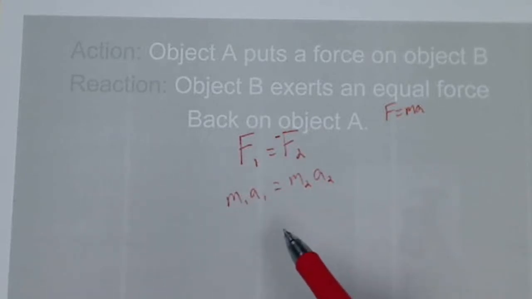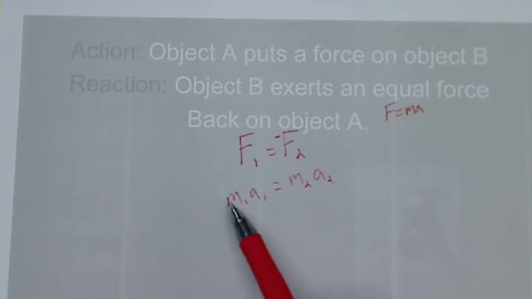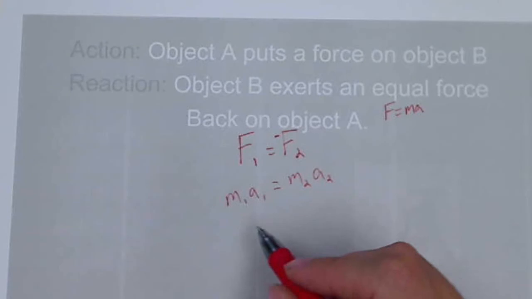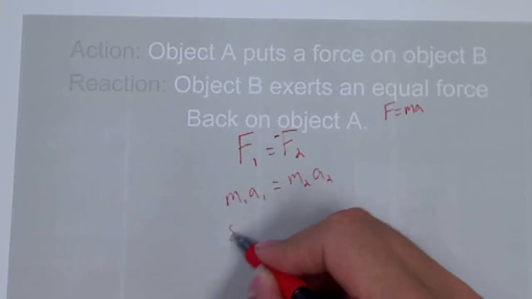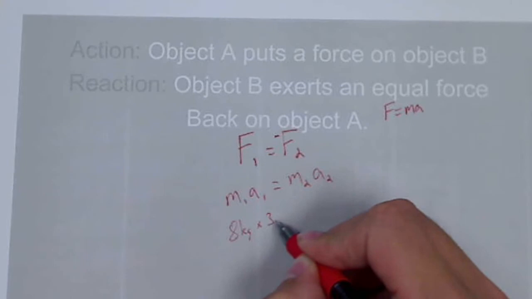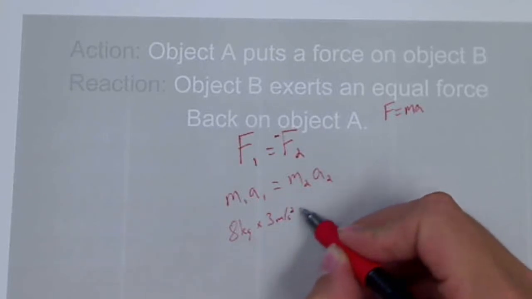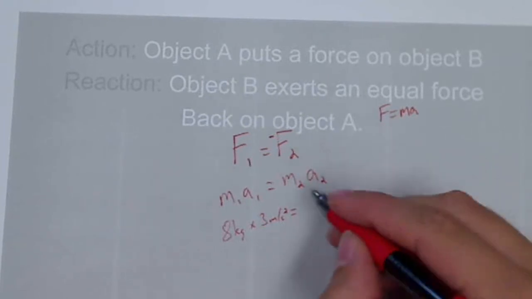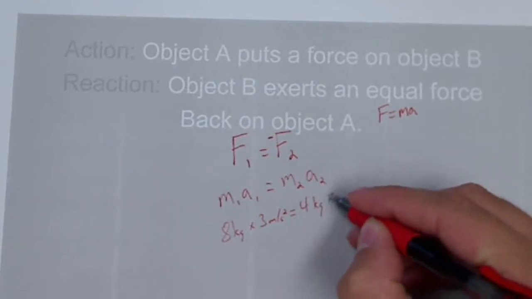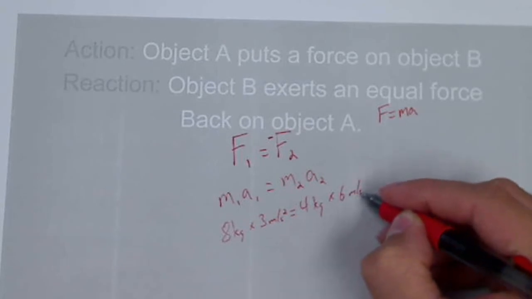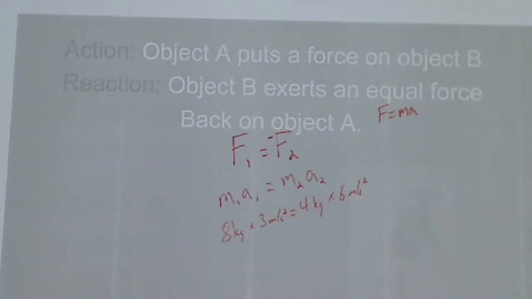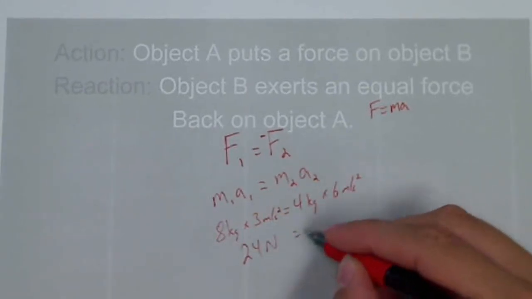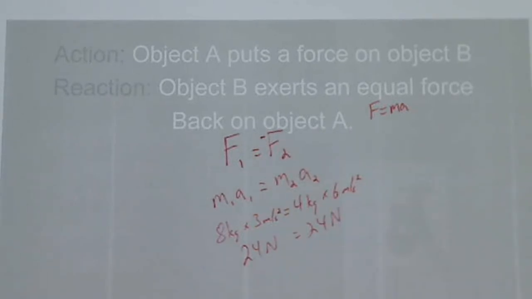Now I want to point out that Newton's third law says that the forces are the same. It doesn't mean these masses are the same. It doesn't mean these accelerations are the same. For example, I could have a mass of 8 kilograms with an acceleration of 3 meters per second squared. And if that applied a force on a mass of, let's say, 4 kilograms, its acceleration would be 6 meters per second squared. Okay, now these both multiply out to 24 newtons. They both work out that same way.